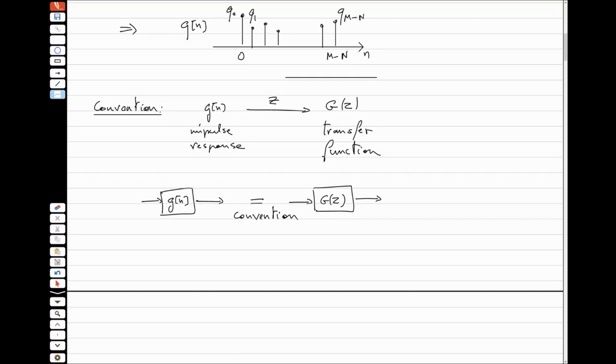Which means if you see this, then the input x of n will become y of n equals g of n convolved with x of n. All right, it's still the same thing. It's like a sticker we have changed.